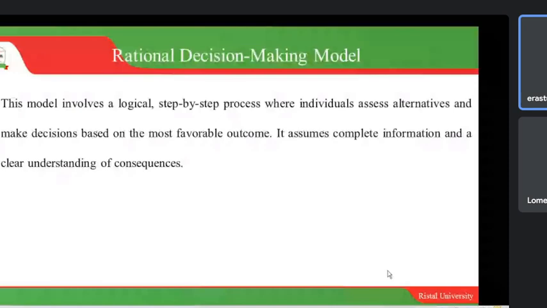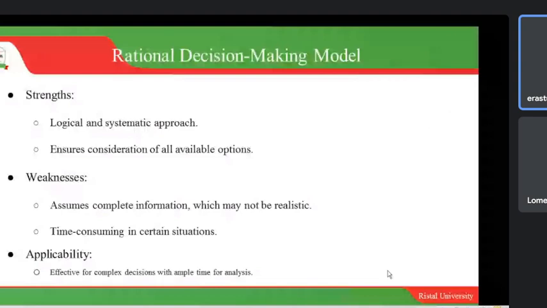Rational decision making model, the strengths of this model is that it is logical and has a systematic approach. And it is also going to ensure that whoever is using this model is able to consider all the available options before they make a particular decision. Some of the weaknesses that we are going to face include it assumes complete information. So that kind of information may not be very realistic. And of course, the model is also time consuming in certain situations.